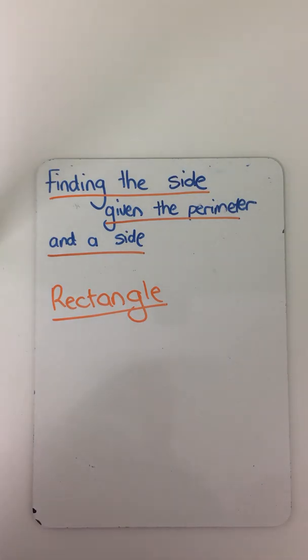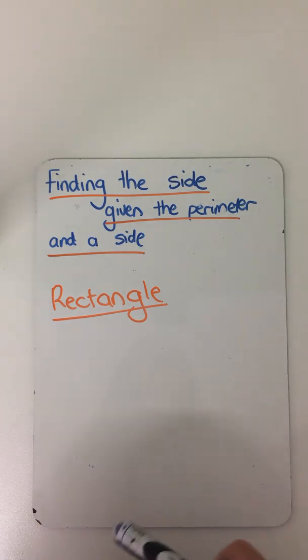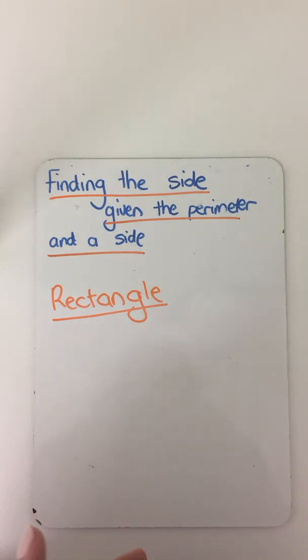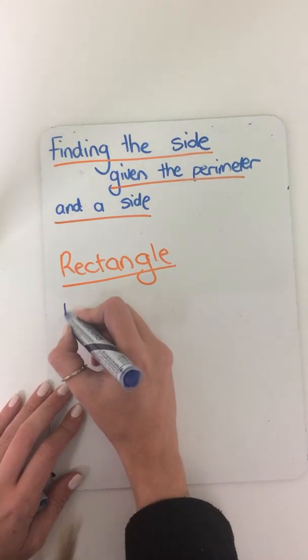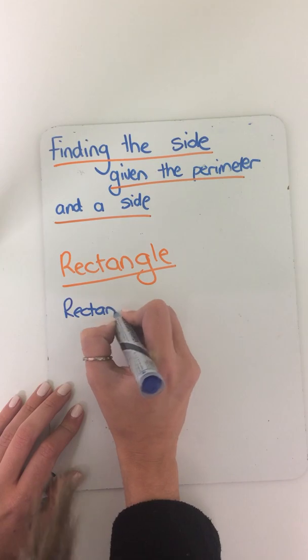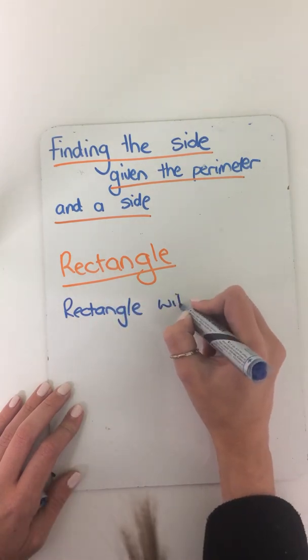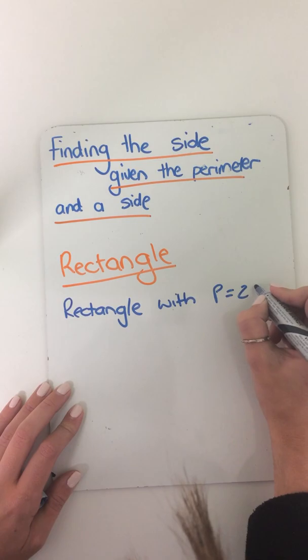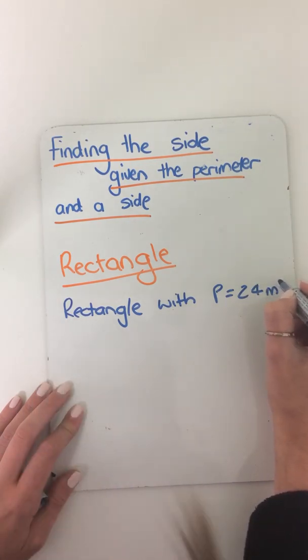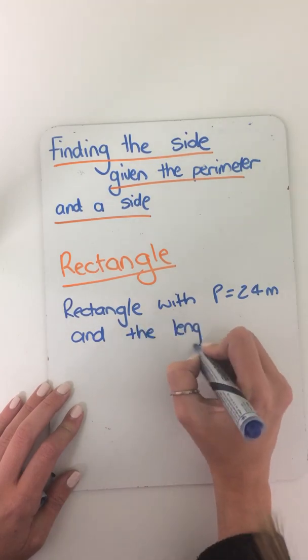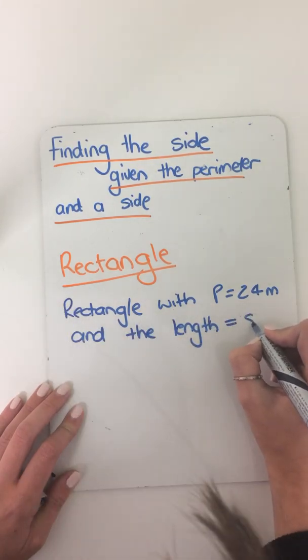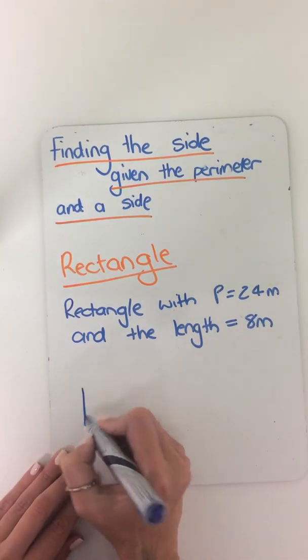We are now going to look at examples in a shape where you are given the perimeter and one side of the shape, and then you have to try and find out the length of the other side of the shape. So in our example, let's pretend there is a rectangle. The instruction says there is a rectangle with perimeter of 24 meters and the length is 8 meters. So I can draw this in a picture.